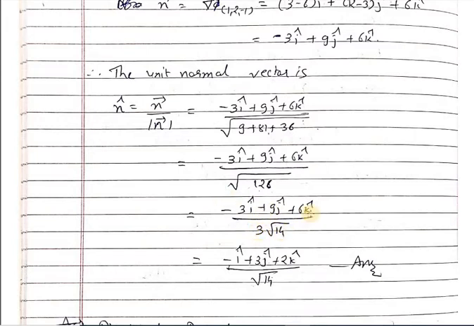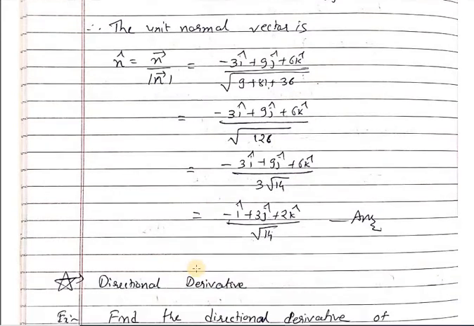So the 3 will be common out from the numerator, and cancelling it, that will give you minus i plus 3j plus 2k divided by under root 14. This is our unit normal vector of the given surface at the given point.